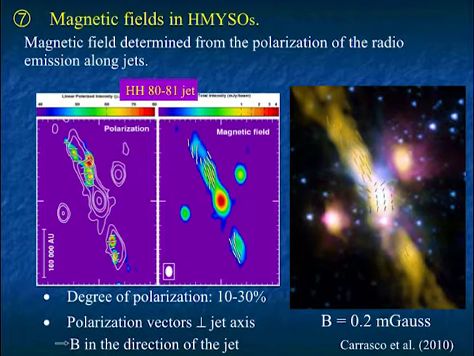What about magnetic fields? Yes, they are very important also here. We have to go quickly. Magnetic fields are determined from the polarization of radio emission in jets. This was already mentioned yesterday on this jet, HH 80-81, Herbig-Haro objects. And here you have the polarization vectors perpendicular to the jet axis, which implies that the magnetic fields are in the direction of the jet. What's important here is that magnetic fields are very important and existent, and they are very intense. The magnetic field that you read here is 0.2 milligauss. So magnetic fields indeed are also important in high mass star formation.